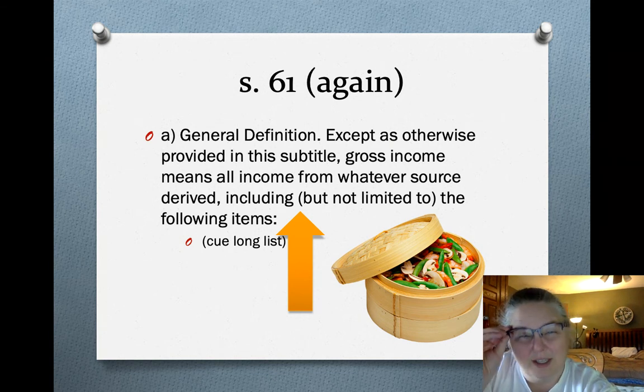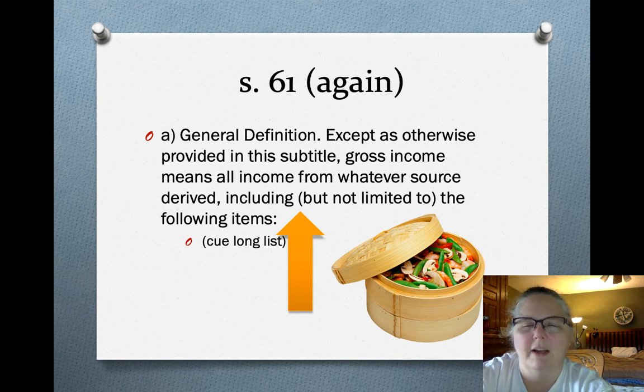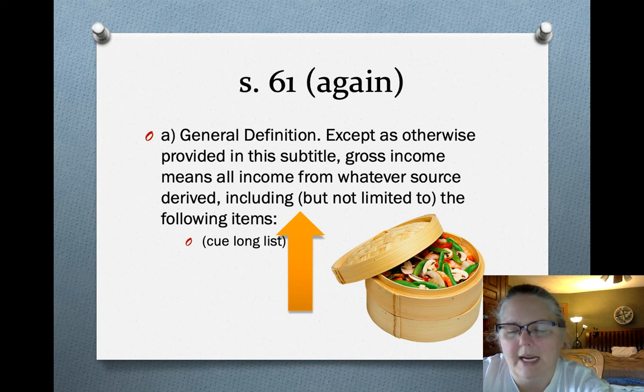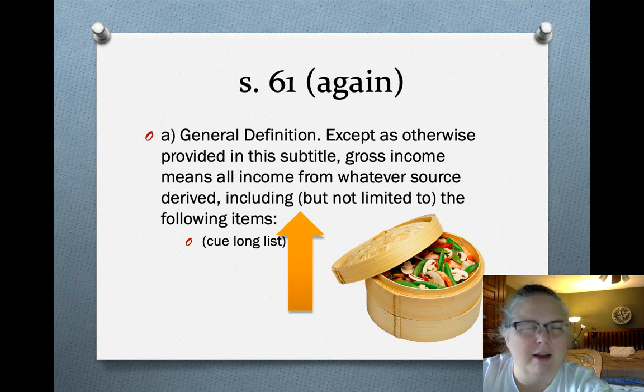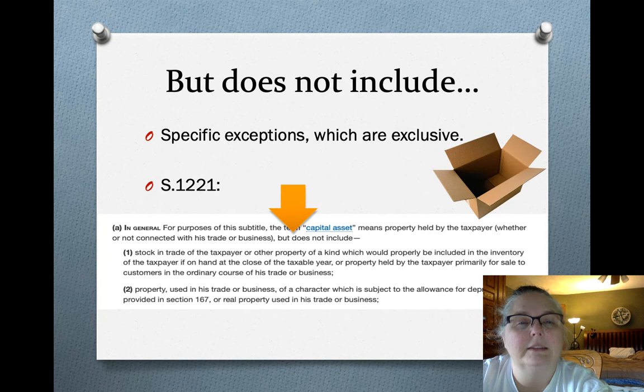Once again, using section 61, general definition, it gives a list and it says "including but not limited to the following items," and then it gives a laundry list of things that are included in the definition of income. So again, it's not persuasive when you're trying to argue in court that the item of income isn't on the list, so it's not income. It just doesn't work that way.